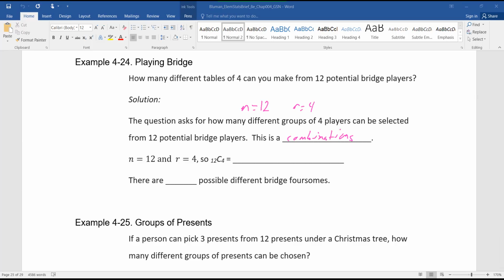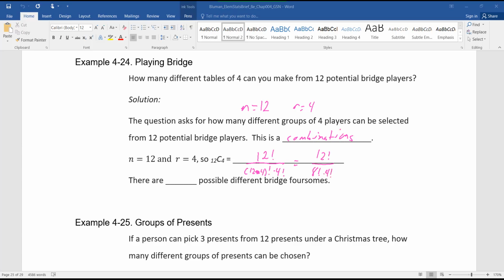So if we're doing the math behind it, remember it's N factorial on top. So it's going to be 12 factorial. And then on the bottom is going to be N minus R factorial. So that's going to be 12 minus 4 factorial times the R factorial, which is going to be times 4 factorial. So when we work this out, I get 12 factorial over 8 factorial times 4 factorial.